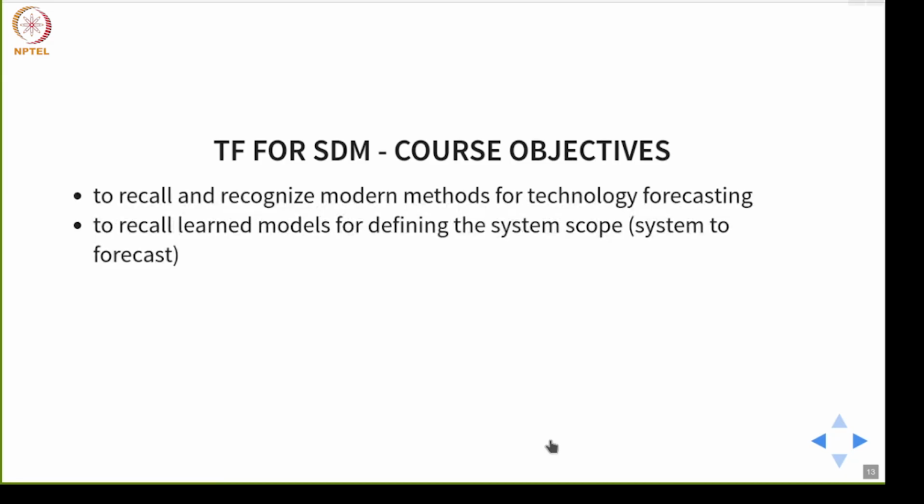Then if they're able to recall the models that they have learned, and particularly define the system scope, that's another objective attained. There are terms like system to be forecast, because we are focusing on a particular technology. We take that and see what's happening with it. We want to examine it, see how it all works, and how you project it forward. We need to know the scope in which it sits. This is not the system, this is the system.